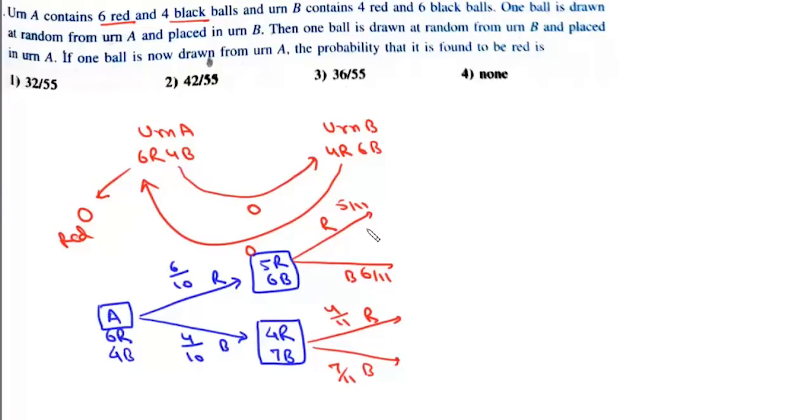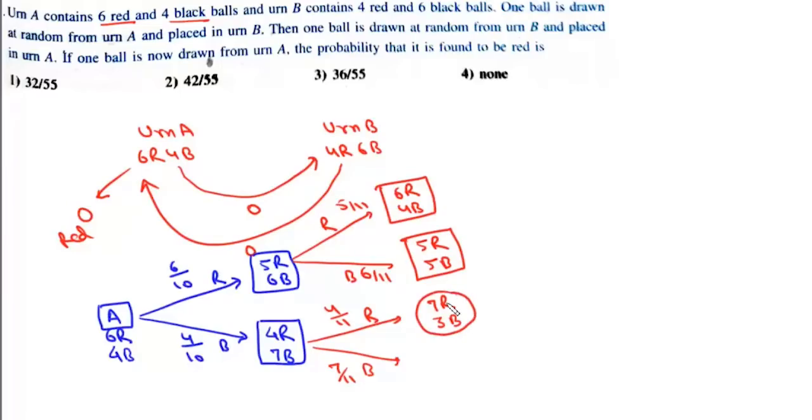Now if it is red, we have 6 red and 4 black in A. If it is black and the first ball gone was red, so now we have 5 red and 5 black. Now previously, if black goes out from A and red comes in, it'll be 7 red and 3 black, and here it'll be 6 red and 4 black. So this is the configuration for A.